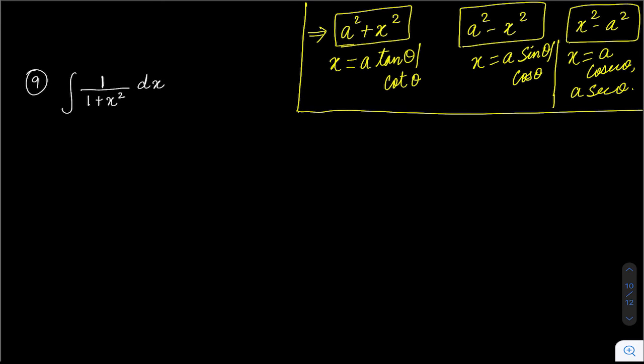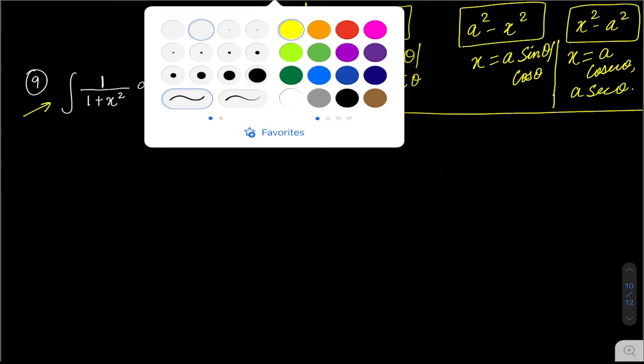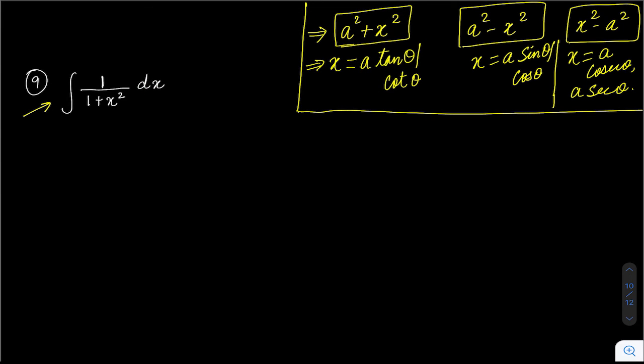Don't worry about it. Whenever a question comes, you will definitely see. For example, this question is there, 1 over 1 plus x square. So I know a is 1, so 1 over a square plus x square is there. To simplify this, let's use x equal to a tan theta and see how this question will be simplified.